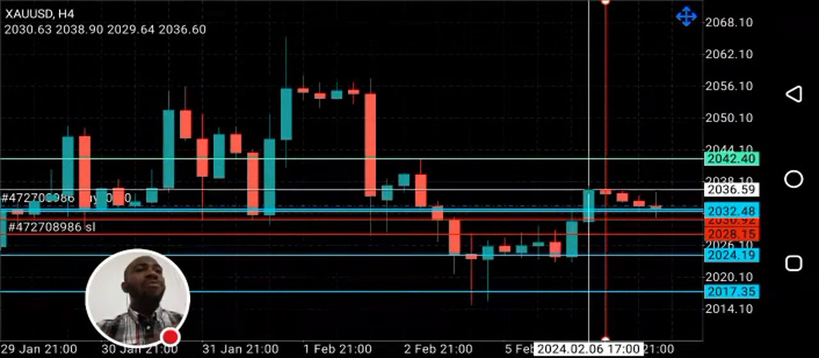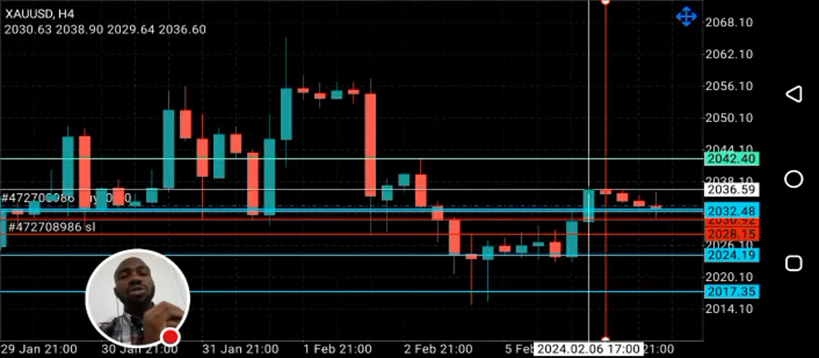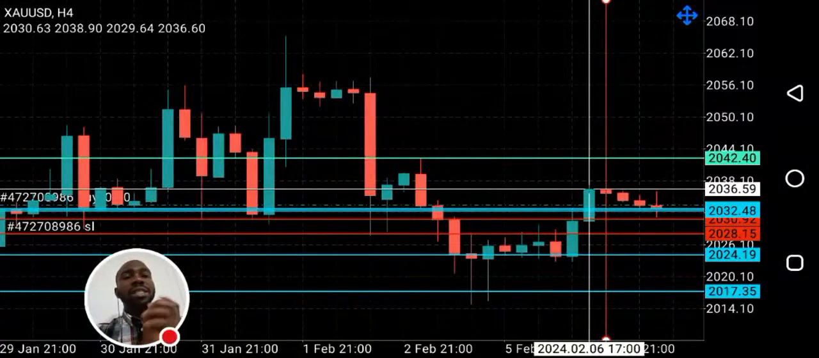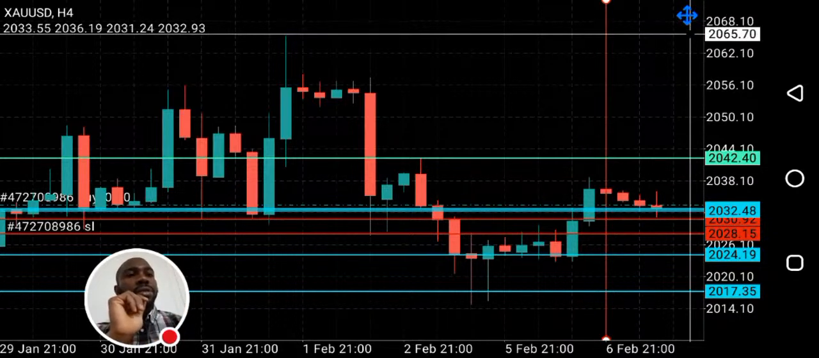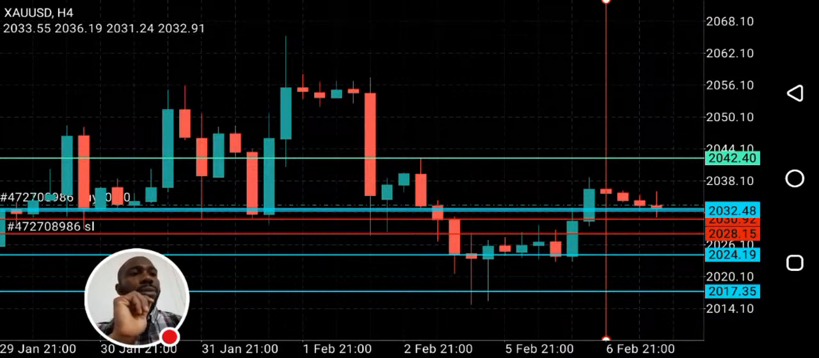And when you have more buyers in the market than sellers, you should look for buy setups, buy opportunity. That's my take on gold. I hope that is clear. Gold is bullish at the moment.